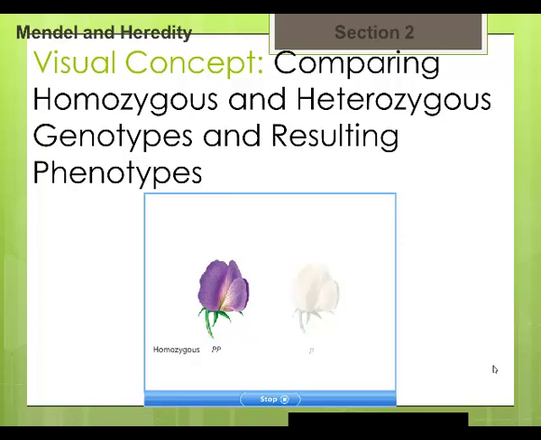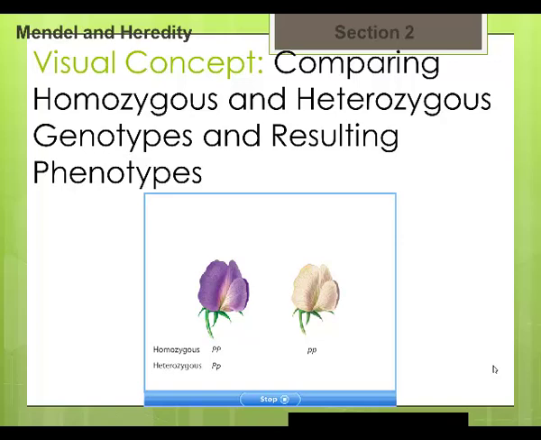A homozygous individual has two copies of the same allele for a given trait. For example, a purple flower with the genotype capital P, capital P is homozygous for purple flowers. A white flower with the genotype lowercase p, lowercase p is homozygous for white flowers. A heterozygous individual has two different alleles for a given trait. For example, a purple flower with the genotype capital P, lowercase p, is heterozygous for flower color.